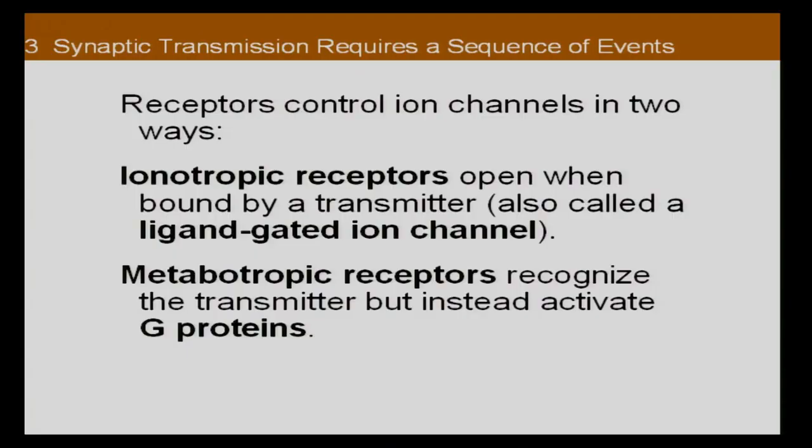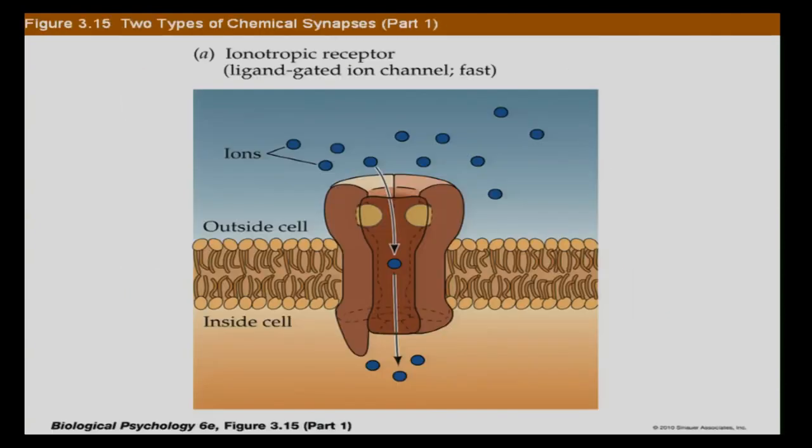receptor. The second type that we haven't talked about so far, but will come up in the future, is called a metabotropic receptor. Metabotropic receptors recognize the transmitter, but don't immediately activate ions or let ions through. Instead, they activate what's called G proteins. Let's look to see what that structure looks like.